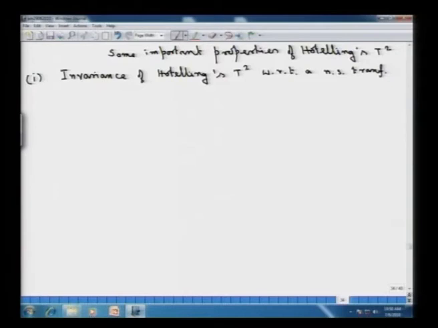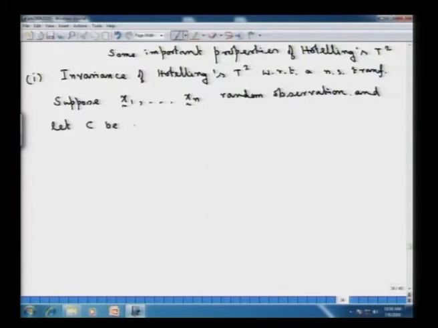Now what we mean by this is the following. Suppose we have this data x1, x2, xn, the random observations from a multivariate normal distribution with appropriate dimensions, a mean vector and a non-singular positive definite covariance matrix, and let C be a non-singular matrix of constants and D be a vector of constants.